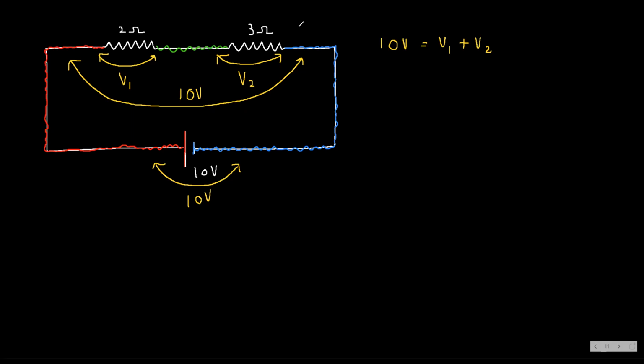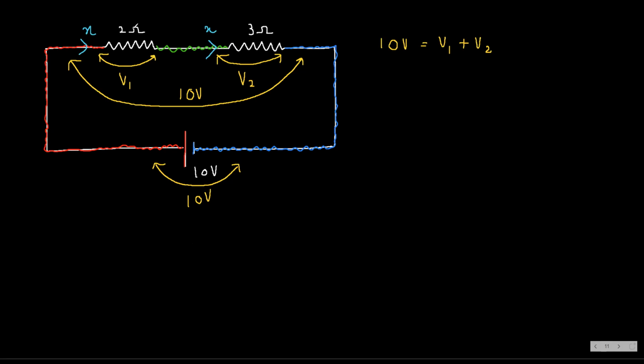Now I'm going to apply Ohm's law for each resistor. If X current is passing through the 2 ohm, the current through the 3 ohm is also X. Am I correct? Is it clear? Correct.